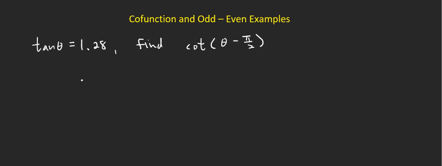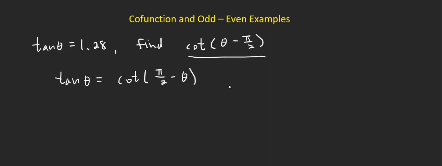Let's take a look at some examples of cofunction and odd and even. So basically, they're giving us tangent theta equals 1.28, and we need to find cotangent of quantity theta minus pi over 2. Well, you know that tangent theta is a cofunction of cotangent, meaning that tangent theta is equal to cotangent of pi over 2 minus theta. However, notice this says cotangent of quantity theta minus pi over 2.